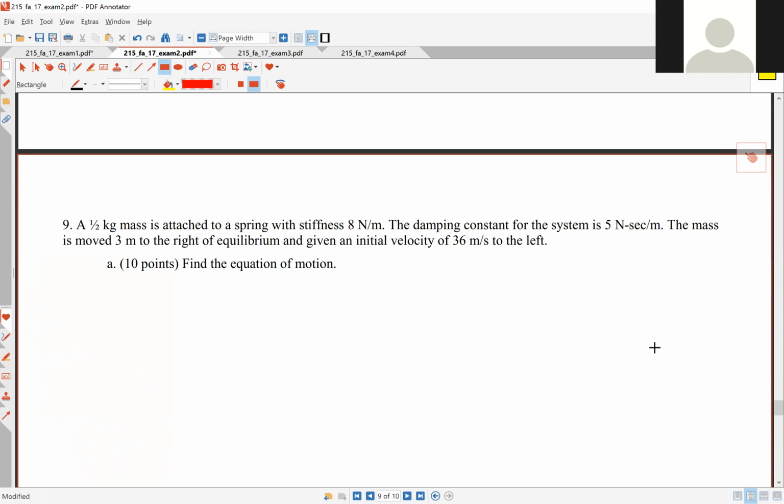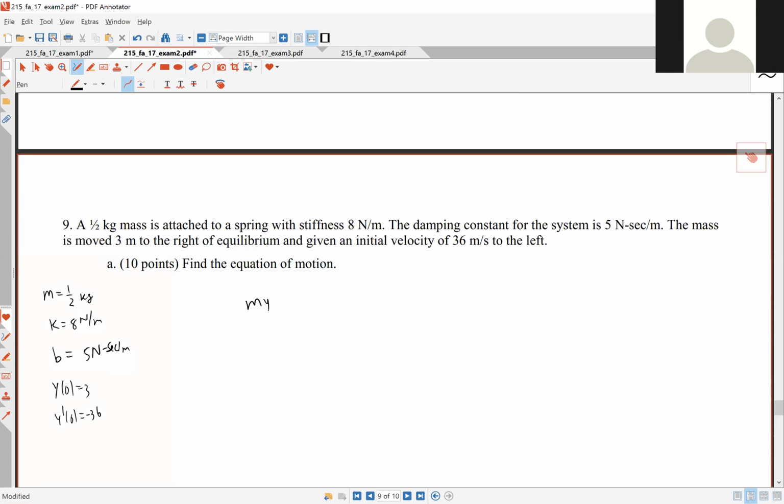A 1/2 kilogram mass is attached to a spring whose stiffness is 8 Newton per meter. Damping constant b is 5 Newton second per meter. The mass is moved 3 meters to the right of equilibrium and given initial velocity of 36 to the left.